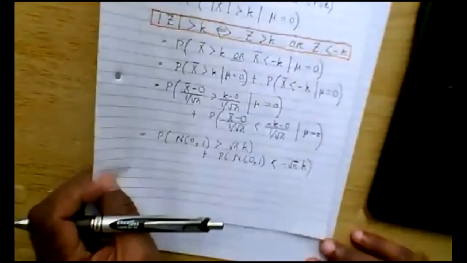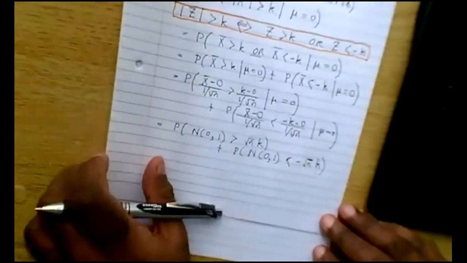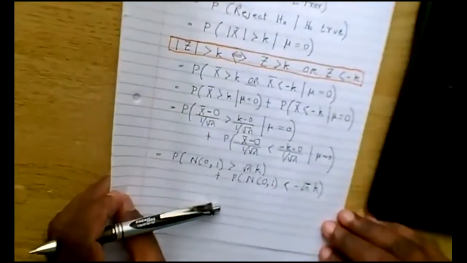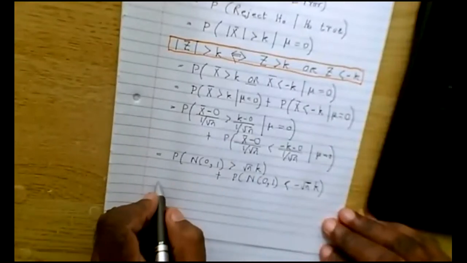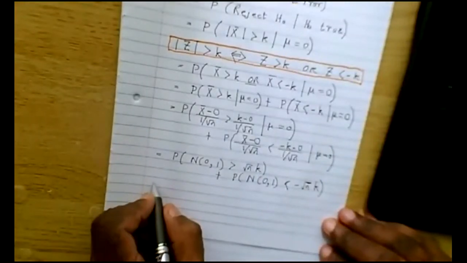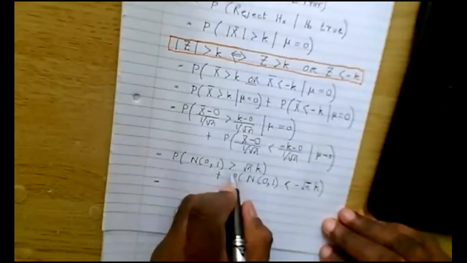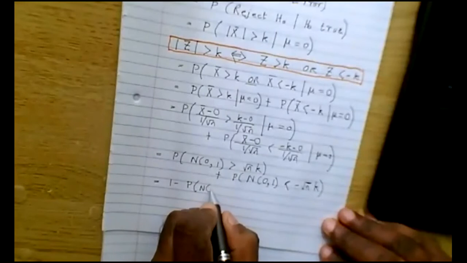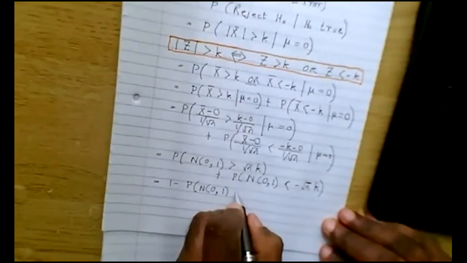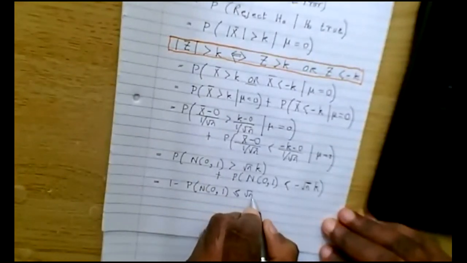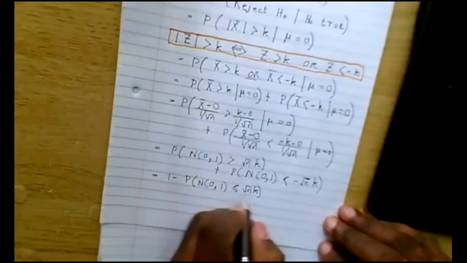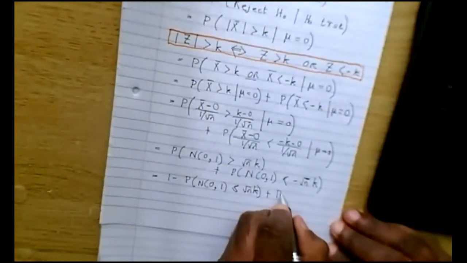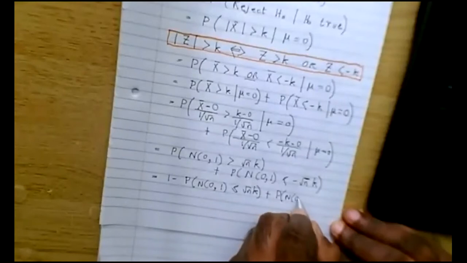Yeah, are you with me so far or no? If there's anything not clear, please use the chat room, okay? I'm happy to help, as always. Okay, so the first probability, you can write it as 1 minus the probability that N(0,1) is less than or equal to root of n times k, and the second probability I'm not going to change. I'm going to leave it like this.